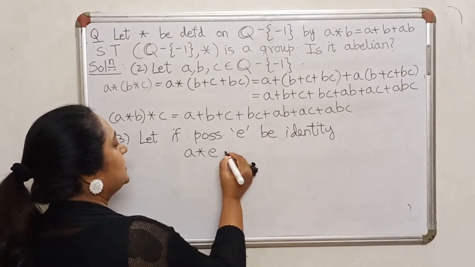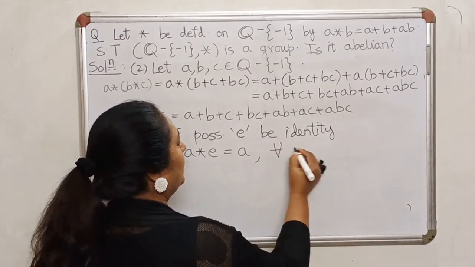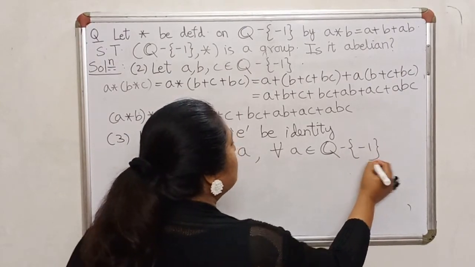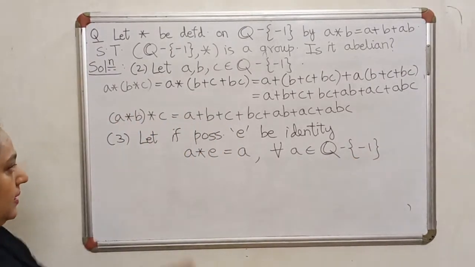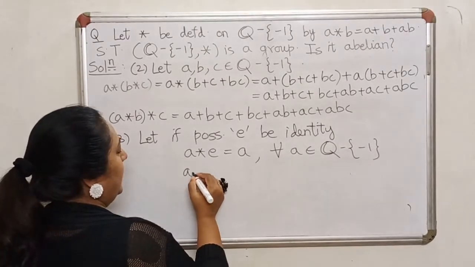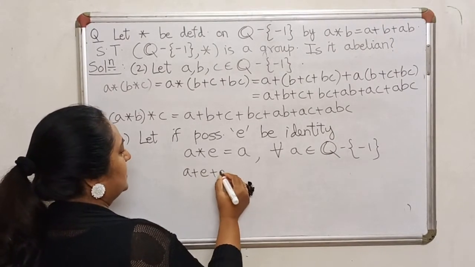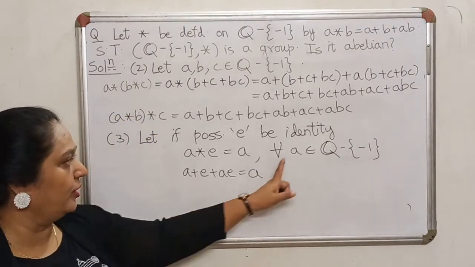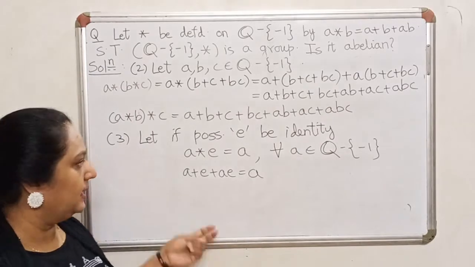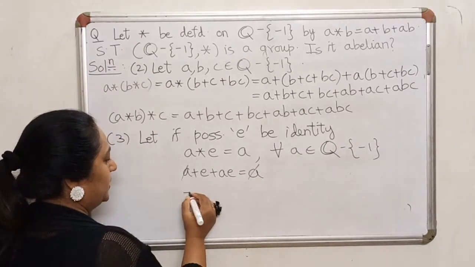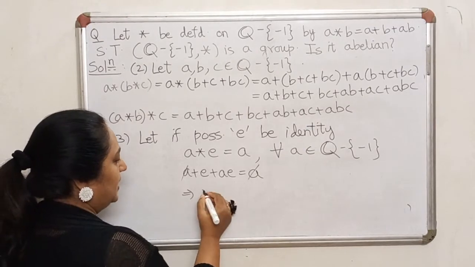I would want A star E to be always equal to A for all elements in the set. Let's simplify this equation. A star E is A plus the first element plus the second plus the product of the two, and that should be equal to A for all elements in the set. Let's simplify this some more. Since it is an addition, there is no harm in doing this. You can cancel A from both sides.